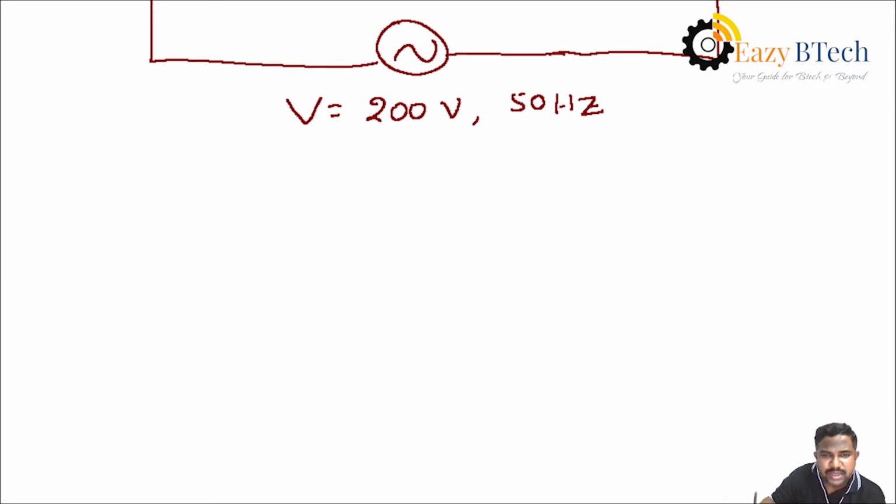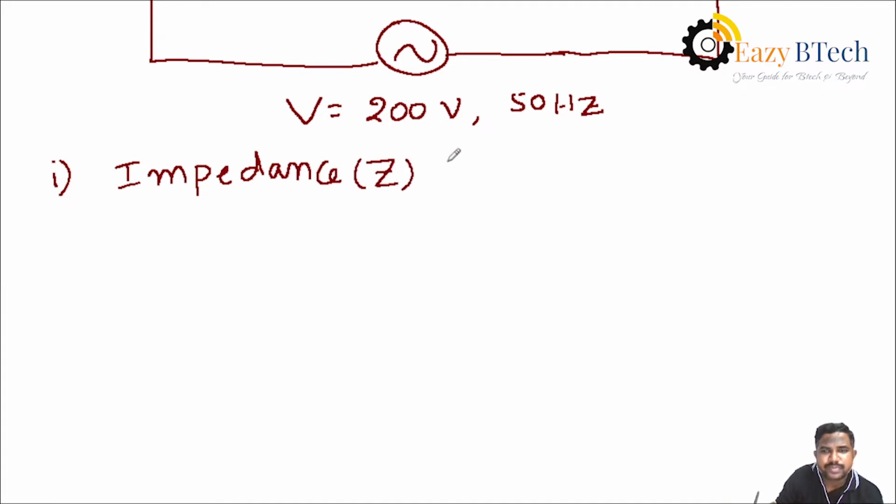Then after drawing the circuit diagram based on the given values, the first value you have to find out is impedance. What is the total impedance of the given AC circuit? The impedance is denoted by capital Z. In the given circuit, what are the elements given? R value, L value and C value.